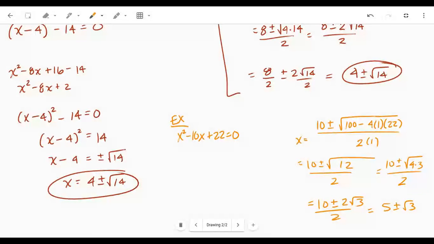Okay. If I complete the square, x minus 5 squared, and that would give me x squared minus 10x plus 25. So I know I need to subtract a 3.